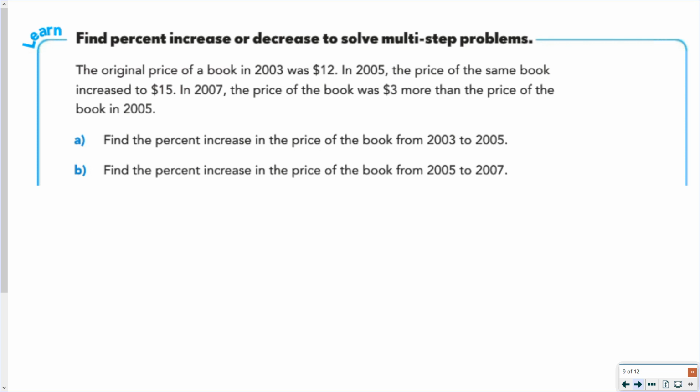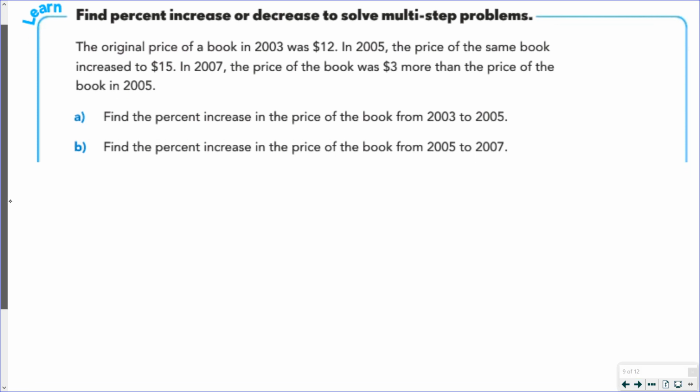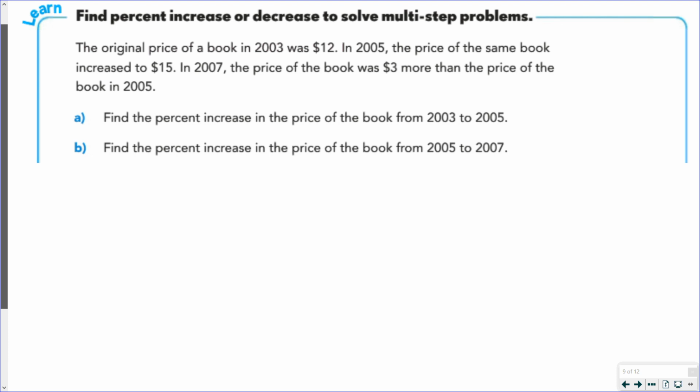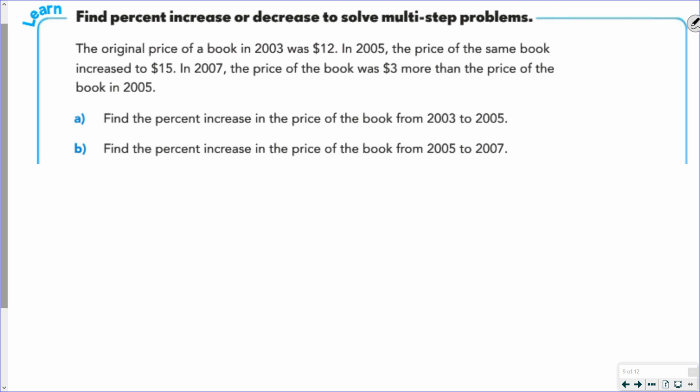The original price of a book in 2003 was $12. In 2005, the price of the same book increased to $15. In 2007, the price of the book was $3 more than the price of the book in 2005. So for part A, we're looking for the percent increase in the price of the book from 2003 to 2005. Well, in 2003, it was $12. In 2005, it was $15.